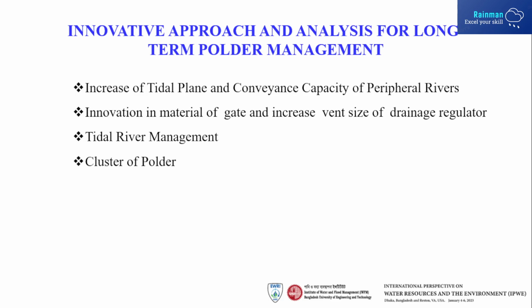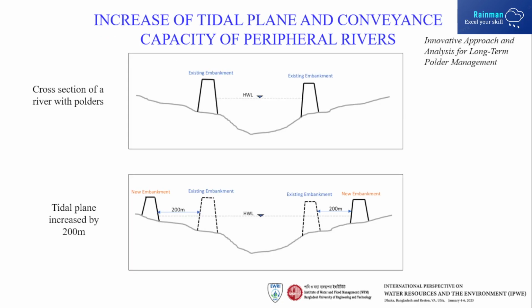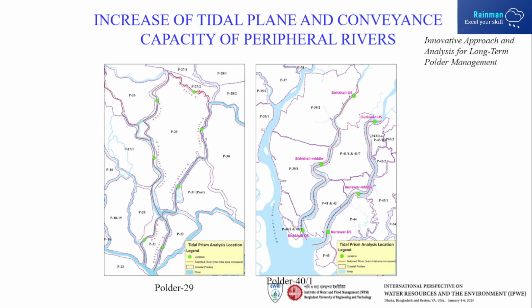So our research team has brought some innovative approach analysis for long-term polder management, such as increasing tidal plane and conveyance capacity of peripheral river, innovation in material of gate, increased vent size of drainage regulator, tidal river management, and cluster of polders. We will discuss only tidal plane increment. If we increase the tidal plane by at least 200 meters and run the model, we got some interesting results.